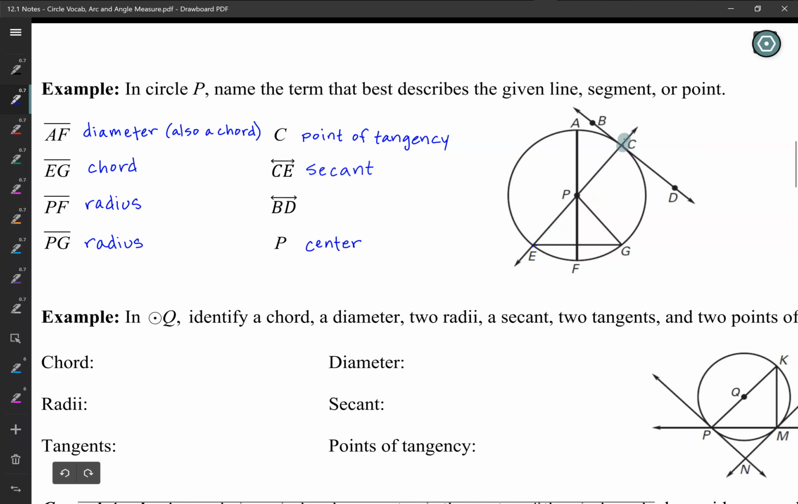And the last one is line BD. So we mentioned that a minute ago. It's a line and it only touches the circle at one place. That's called a tangent.